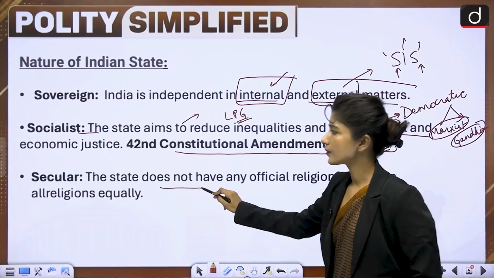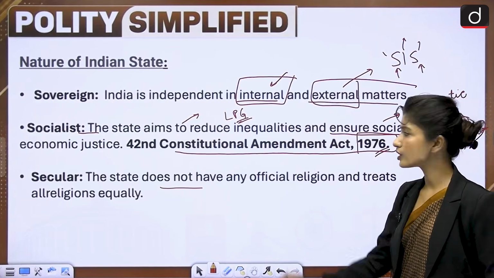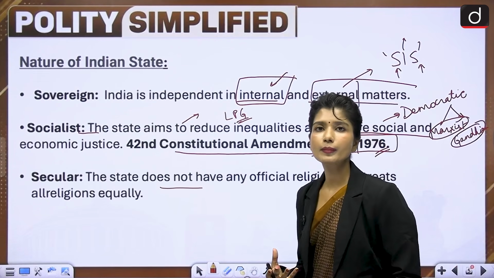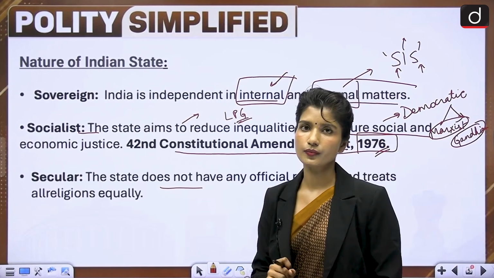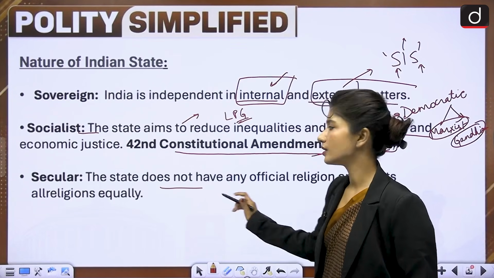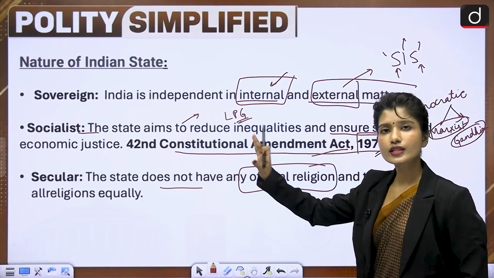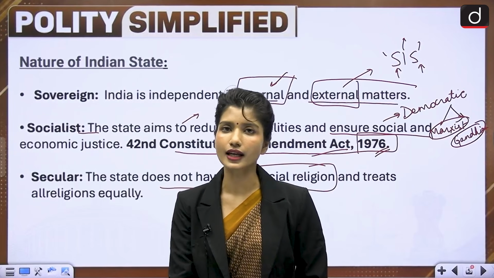Next is secular. Now, as I told you, this word secular was also added in the 42nd Constitutional Amendment Act 1976. And secular means that there will be separation between the center, the state and religion. So there will not be any official religion of the state. That is called secular. Now secularism also is of two types, that is, positive secularism and negative secularism.